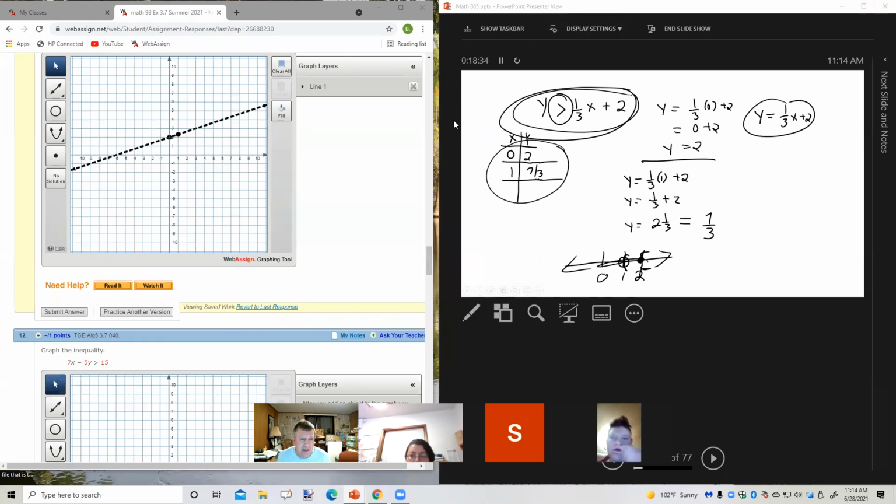So what does that mean? That means that we've got this dotted line. It establishes a boundary. We now need to figure out y greater than that. Would that be above or below the line? It's going to be what we call a half plane. It's everything above or everything below the line.